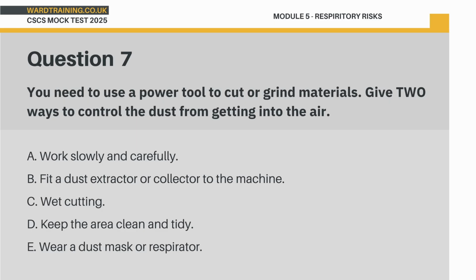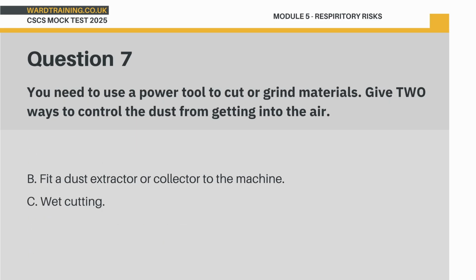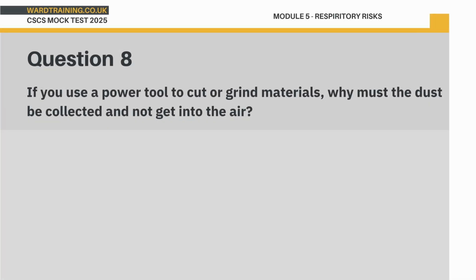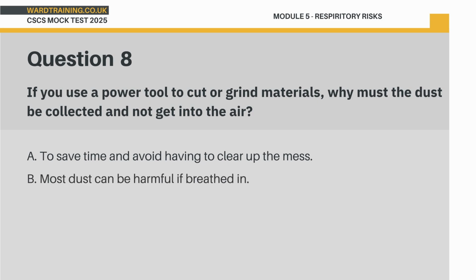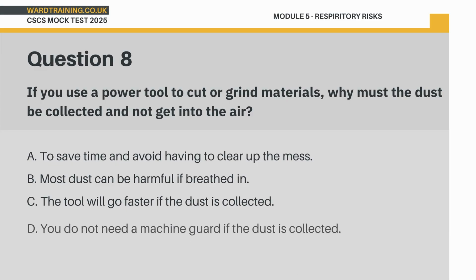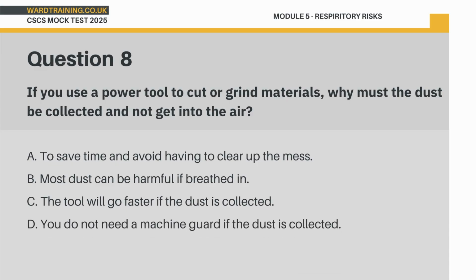The correct answers are B and C. Fit a dust extractor or collector to the machine, and wet cutting. Question 8. If you use a power tool to cut or grind materials, why must the dust be collected and not get into the air? A. To save time and avoid having to clear up the mess. B. Most dust can be harmful if breathed in. C. The tool will go faster if the dust is collected. D. You do not need a machine guard if the dust is collected.